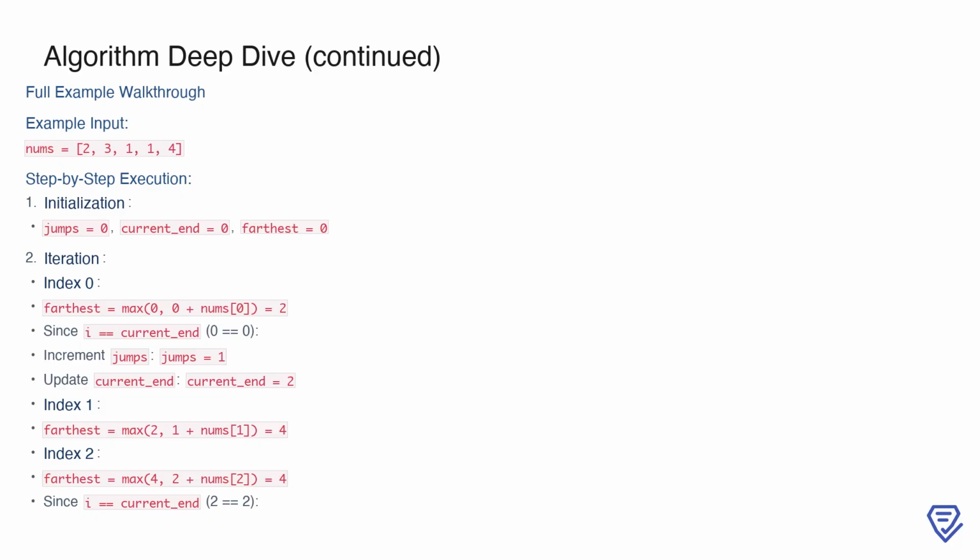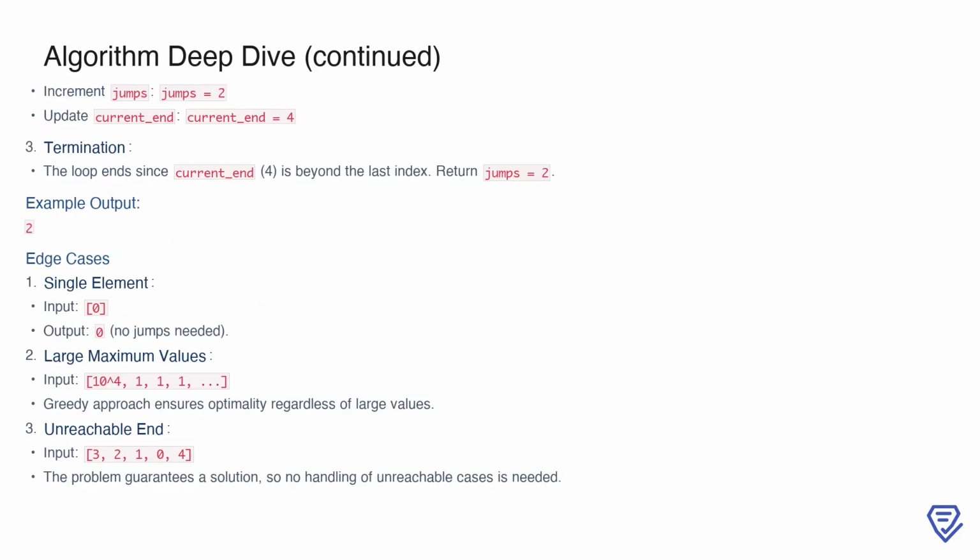Moving to index 1, we update farthest again. It becomes the maximum of 2 and 1 plus nums[1], which is 4. At index 2, farthest remains 4, as 2 plus nums[2] does not exceed it. When we reach the end of the current jump's range at index 2, we increment jumps to 2 and update current_end to 4. At this point, we've met or exceeded the last index, so the process terminates. With the termination of the loop, we can confidently return the result, which is jumps equals 2. This means that it takes a minimum of 2 jumps to reach the last index of the array. The example output is 2.